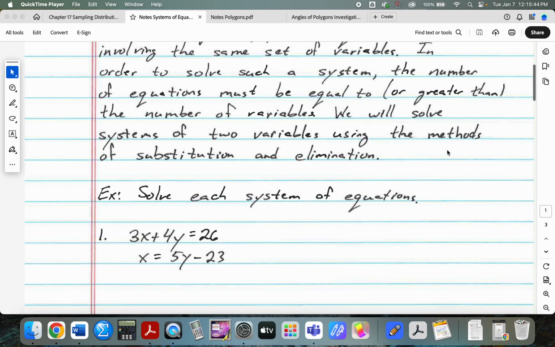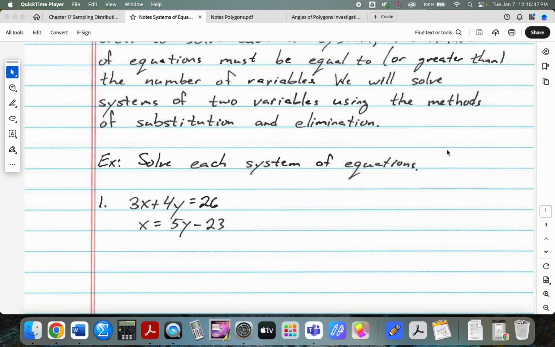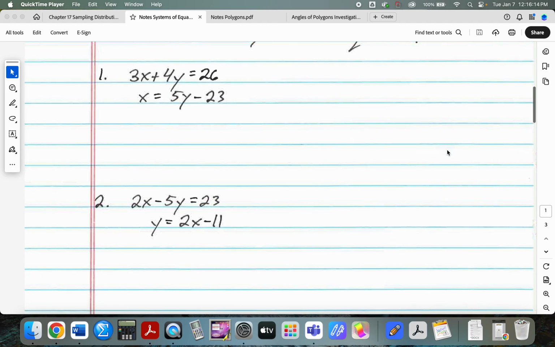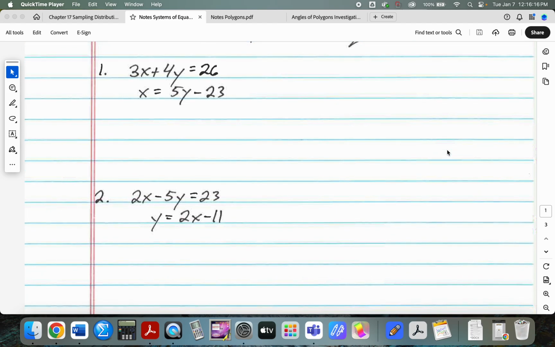So the two methods that we're going to use are substitution and elimination. I will never direct you to use this method or that method. You can use whatever method you want, okay? But I'm going to point out to you that it's a lot faster and a lot easier to use one method sometimes than it is another method. So let's dive in to some examples. So we're going to solve each of these systems.